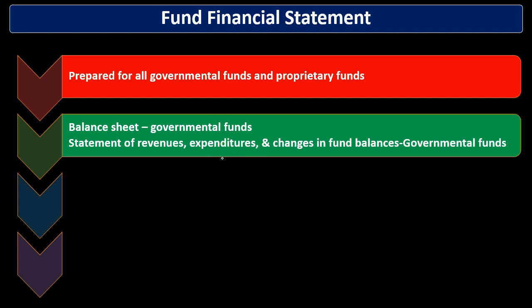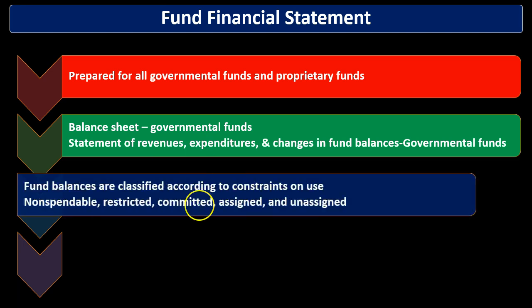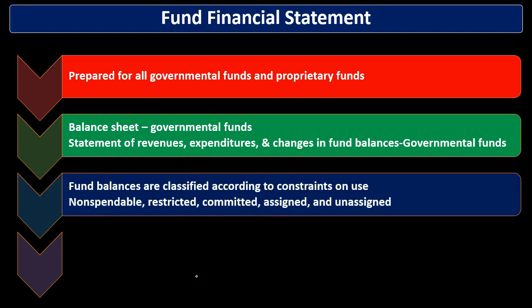Note, when we think about the governmental funds, the statement of revenues, expenditures, and changes in fund balance is, of course, similar to the income statement, the timing type statement. We can tell from it that we're talking about accrual basis funds, the governmental funds, because of the term expenditures as opposed to expenses. Fund balances are classified according to constraints on use: non-spendable, restricted, committed, assigned, and unassigned.